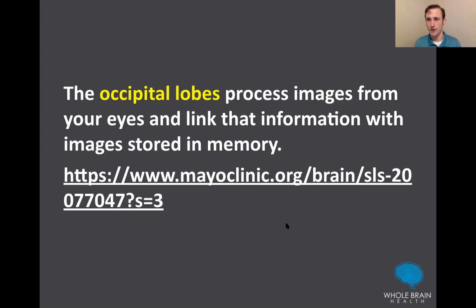And in case you wanted to look up more info, this is at the mayoclinic.org. And the Mayo Clinic just has a little bit of information about what parts of the brain they do. And basically, this little excerpt here just goes to show that the occipital lobes are verified as processing images from your eyes and link that information with images stored in memory.